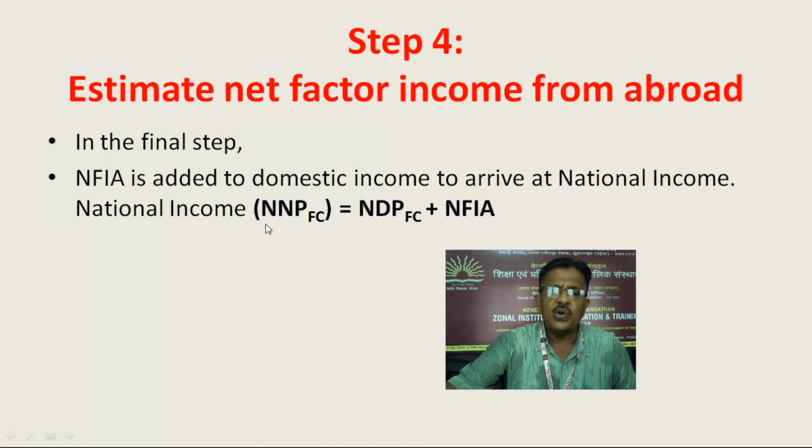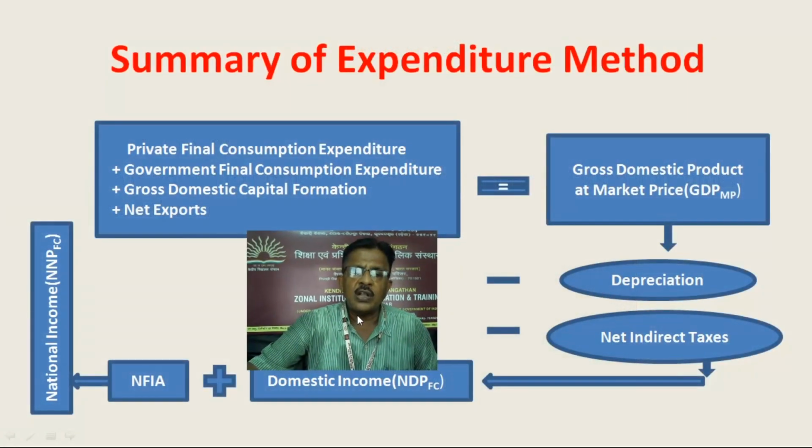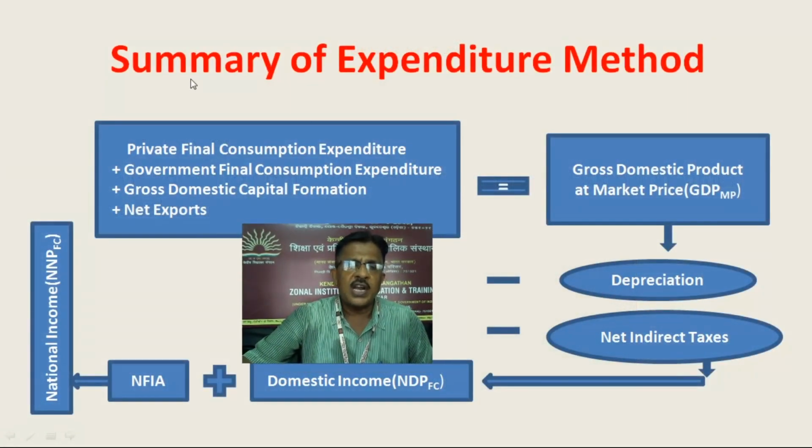National income, as you know, that is known as NNP at factor cost, is equal to net domestic product at factor cost plus net factor income from abroad. So this can also be presented in a flow chart, the summary of the expenditure method. So here you see private final consumption expenditure plus government final consumption expenditure plus gross domestic capital formation plus net exports is equal to gross domestic product at market price.